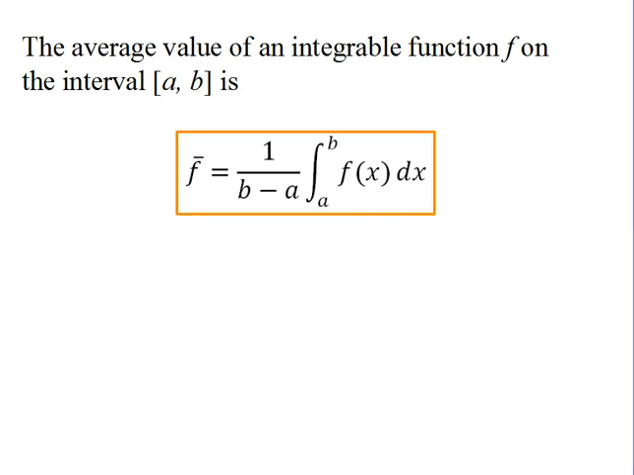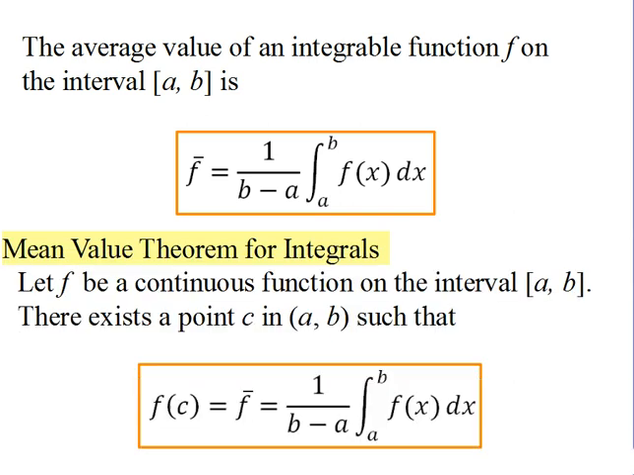Now, what this does is lead us into the mean value theorem for integrals. We had a mean value theorem for derivatives, and it basically said that there has to be a point at which f of c is equal to the average value. Well, this is basically stating the same thing. We're just using integrals to define it instead of derivatives. So let f be a continuous function on the interval a to b, and there exists a point c in the open interval a to b such that f of c is equal to the average value.